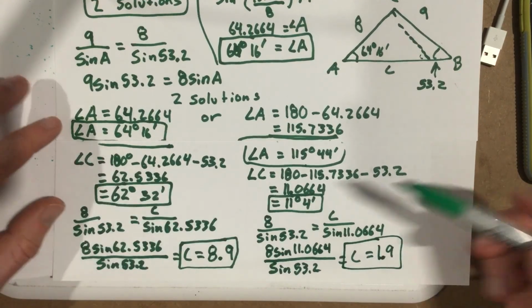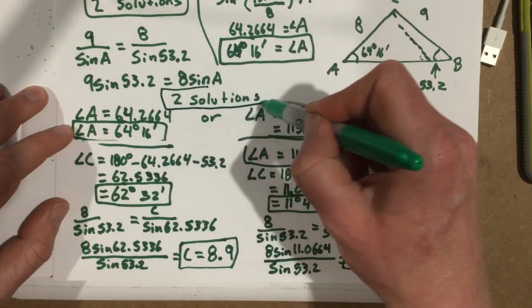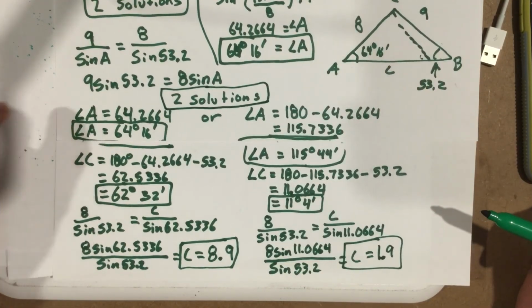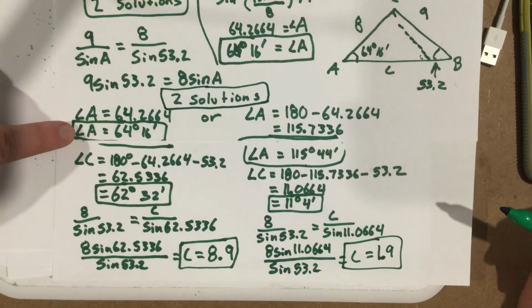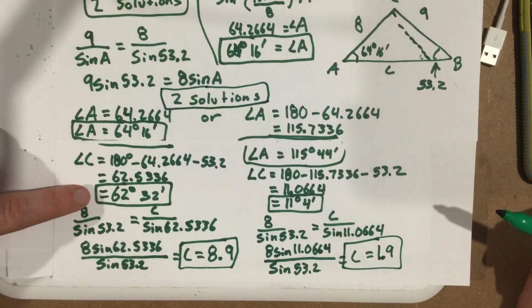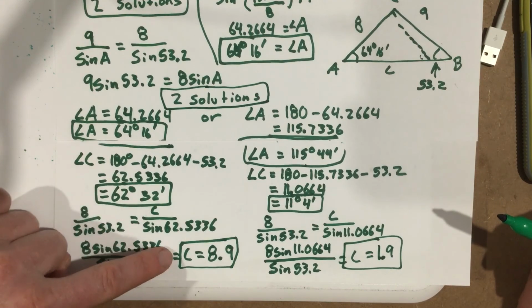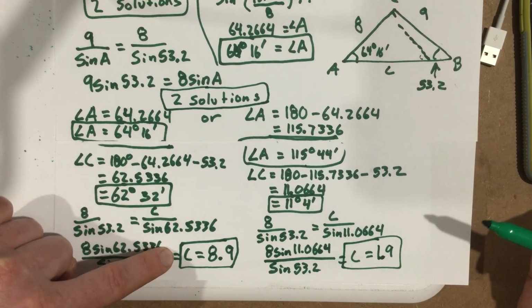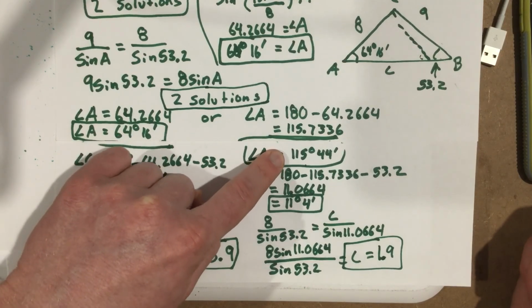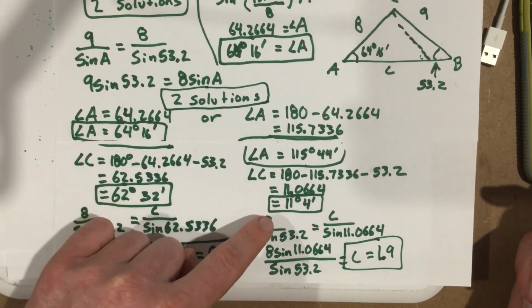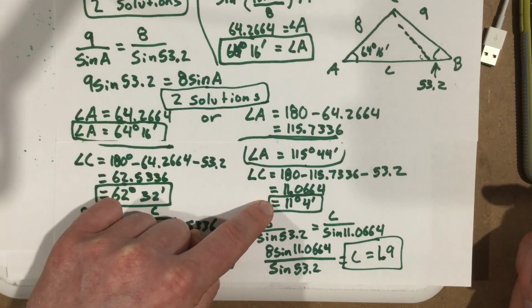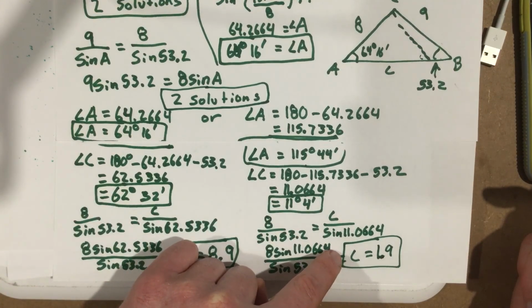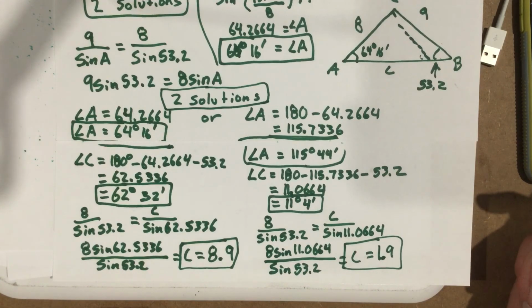So we have our 2 possible solutions. We get angle A is 64 degrees, 16 minutes, angle C is 62 degrees, 32 minutes, with side length C of 8.9. Or our angle A could be 115 degrees, 44 minutes, with our angle C being 11 degrees, 4 minutes, and our side C being 1.9. So it's a little bit of a longer problem because they make you convert those back to minutes. But really, it's straightforward, just like the previous problem that we've shown.